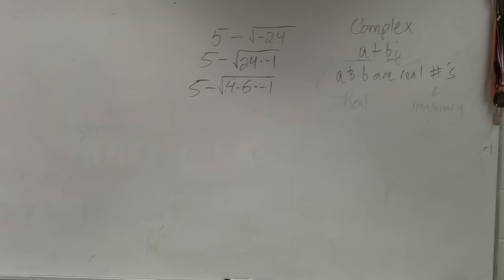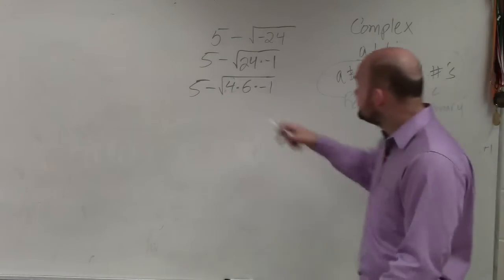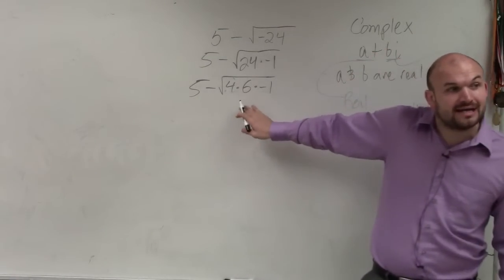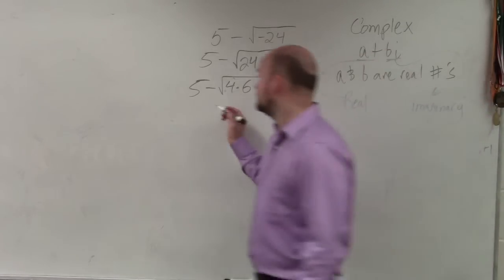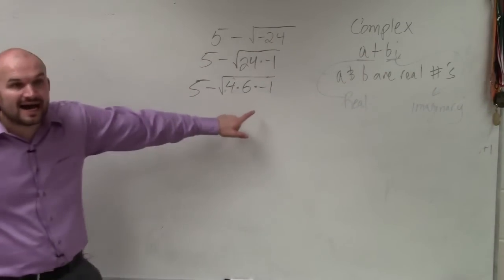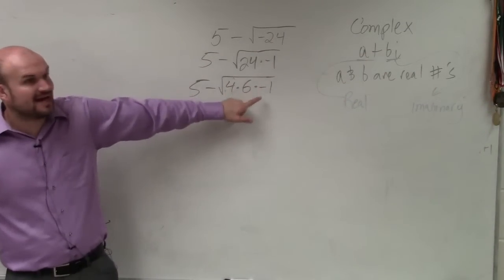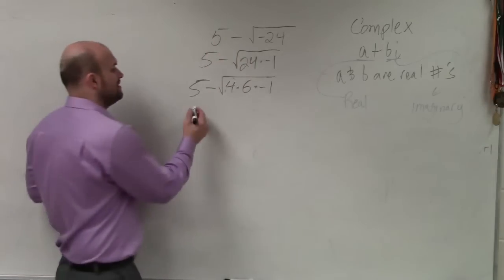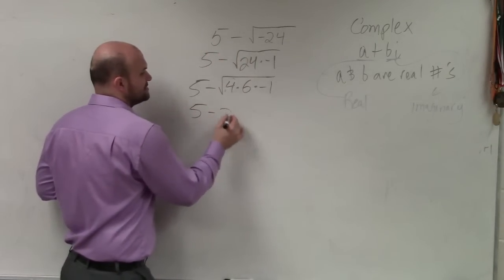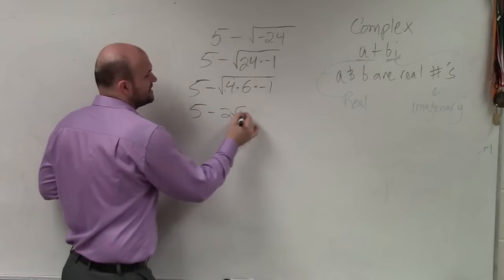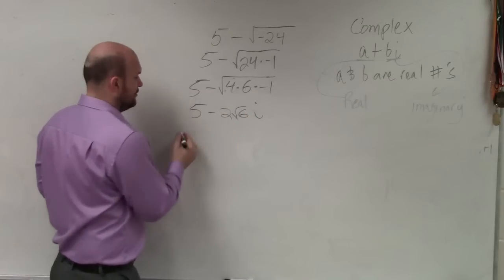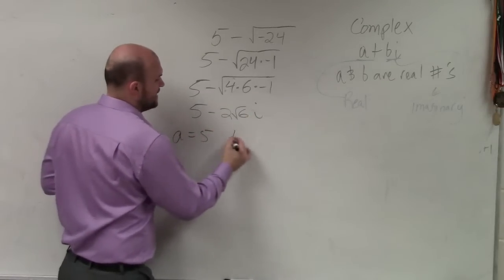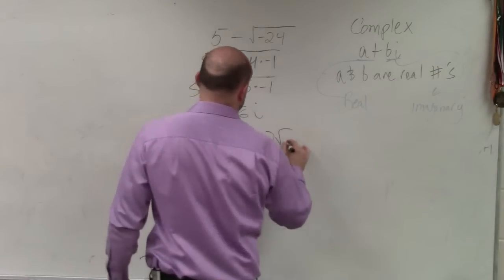Yes? Now, the reason why I chose 4 and 6 rather than, I don't know, 12 and 2 is because 4 is a square number, and I can take the square root of 4. And also, the square root of -1, I can rewrite that as I. So my final answer would be 5 minus 2 square root of 6 I, where a is equal to 5 and b is equal to -2 square root of 6.